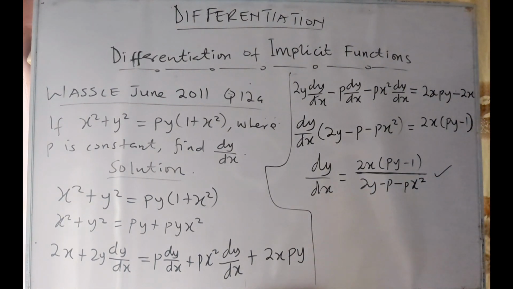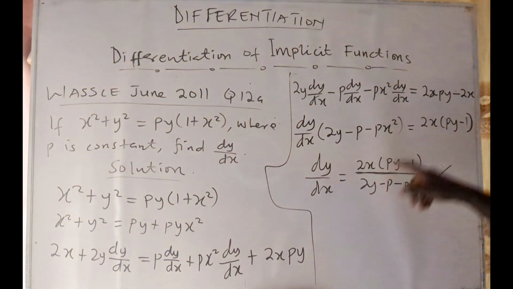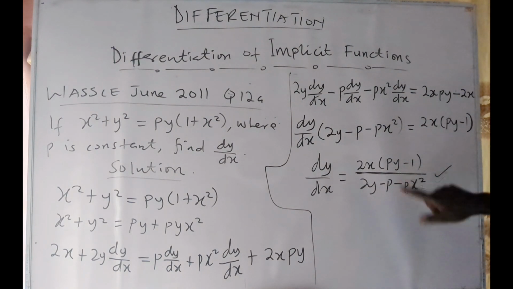So this is our answer. When you differentiate the implicit function here, you get 2x into bracket py minus 1, all divided by 2y minus p x squared. I believe you got it, and this is so simple to do.